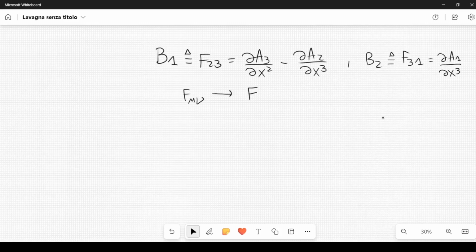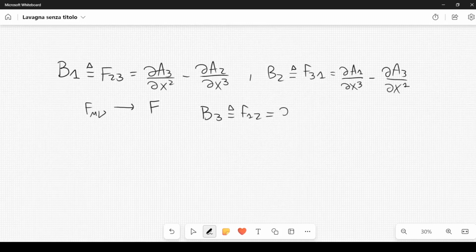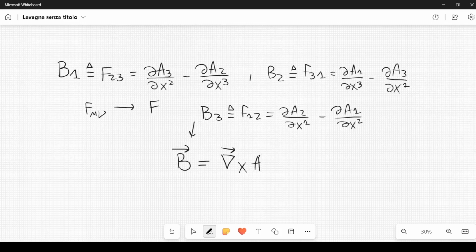Then we have also defined B_2 to be equal to F_31, which is equal to ∂A_1/∂x^3 minus ∂A_3/∂x^1. And finally, we have also defined B_3 to be F_12, and this is equal to ∂A_2/∂x^1 minus ∂A_1/∂x^2. So from these three components, it is easy to observe that the vector B, which contains the three components B_1, B_2, B_3, the vector associated to the magnetic field, is just the curl of the vector A, which contains the three components A_1, A_2, A_3.